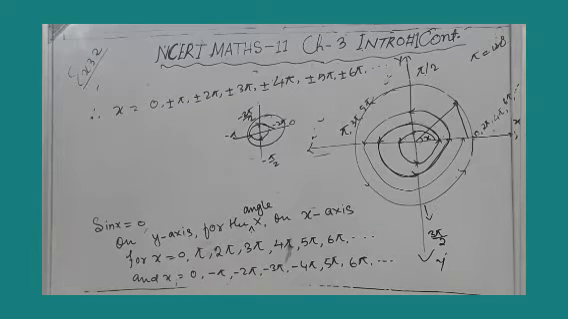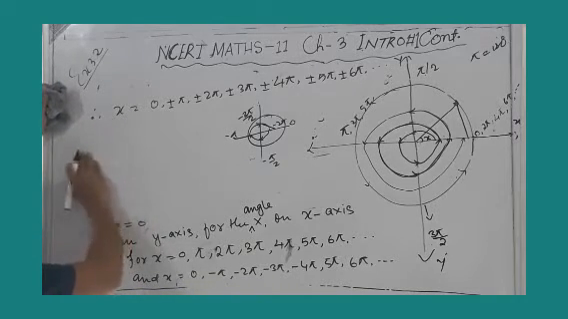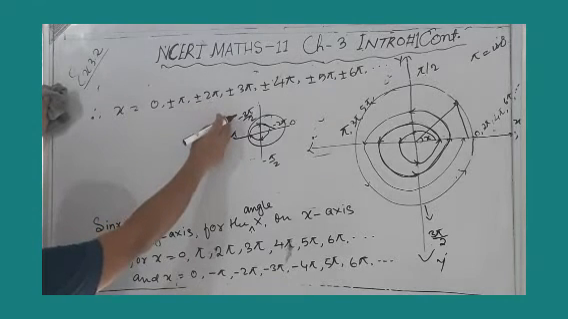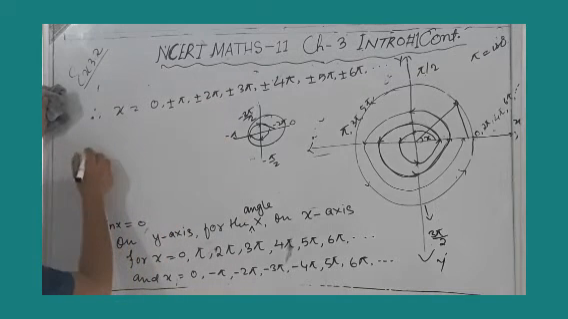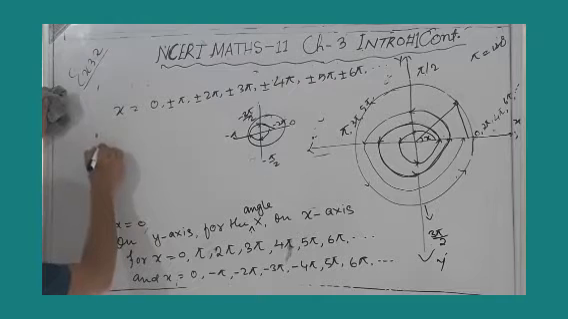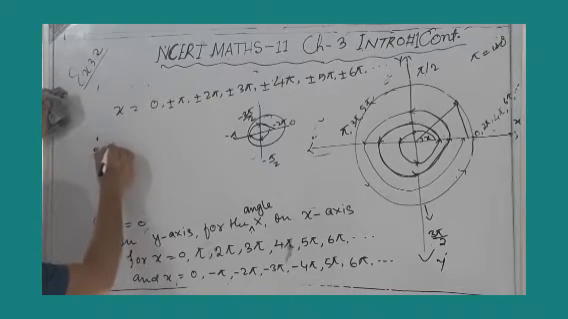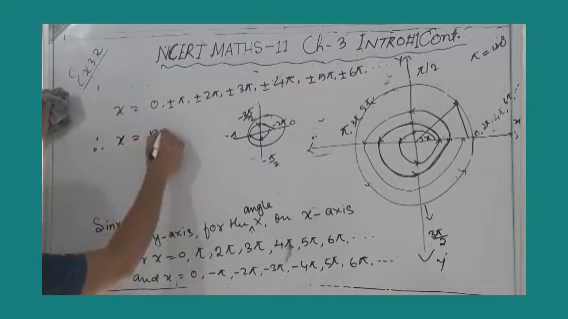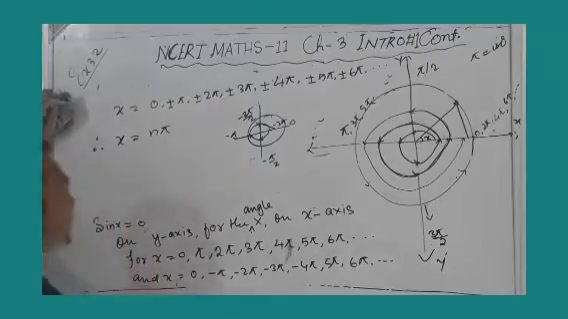And then what will you write? It is a multiple of what? Integral multiple of pi. Therefore, what can you write? x equal to n pi.